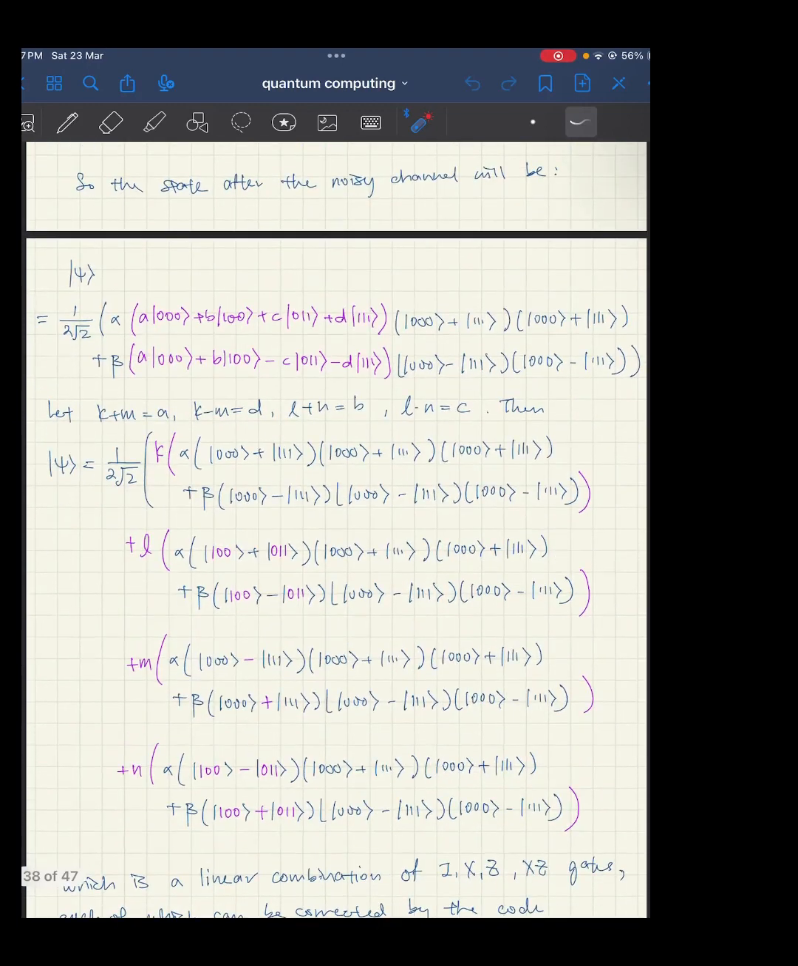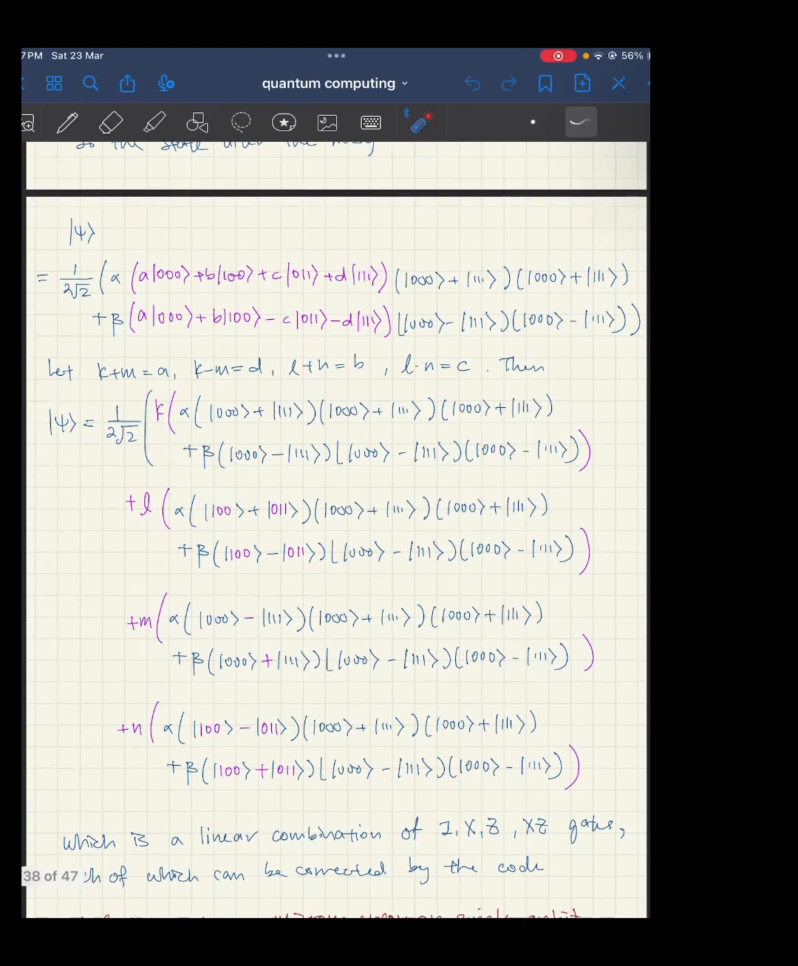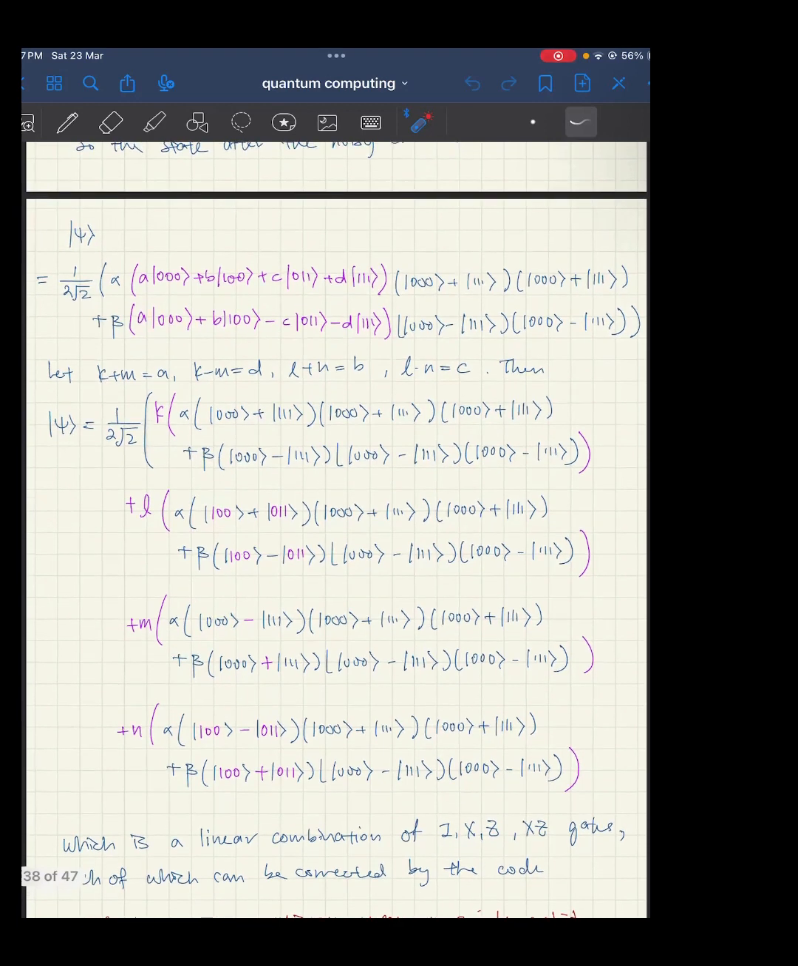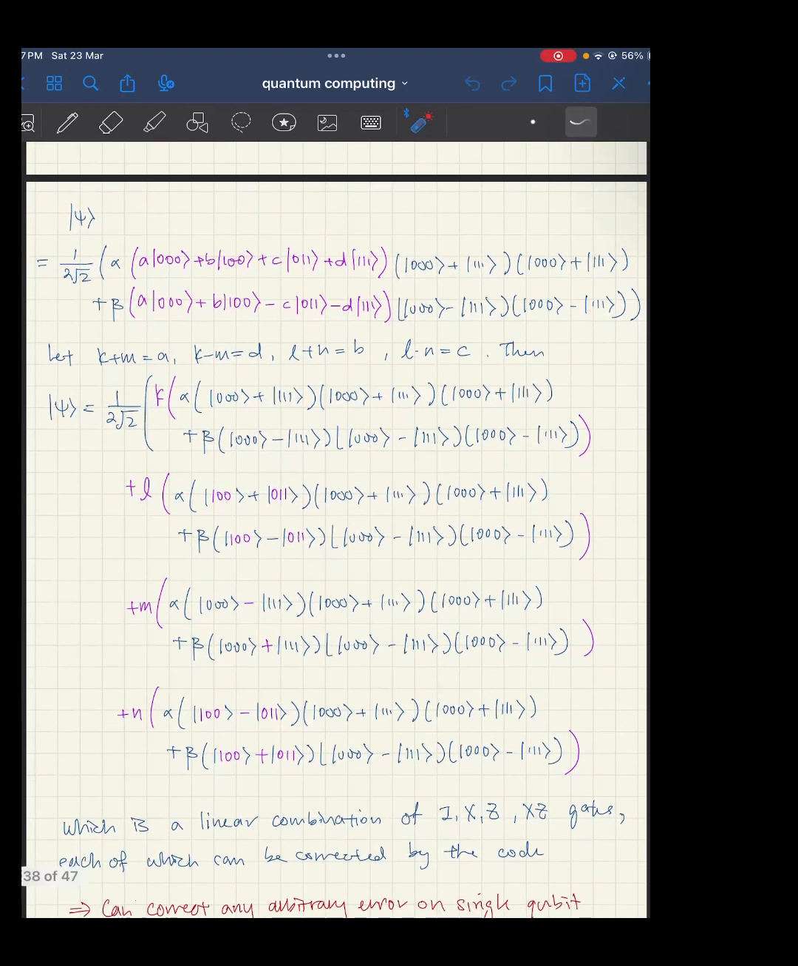Now this is the construction. We let K plus M be A, K minus M be D, L plus N be B, and L minus N be C. And by doing so, we can actually factorize the state psi into this.